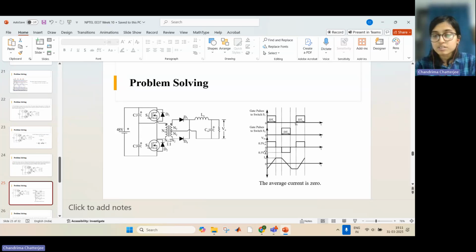When there is this positive voltage, then the current rises. Then when there is zero voltage, the current stays at its value and then again it falls. So the average current in steady state is zero. The average current is zero.